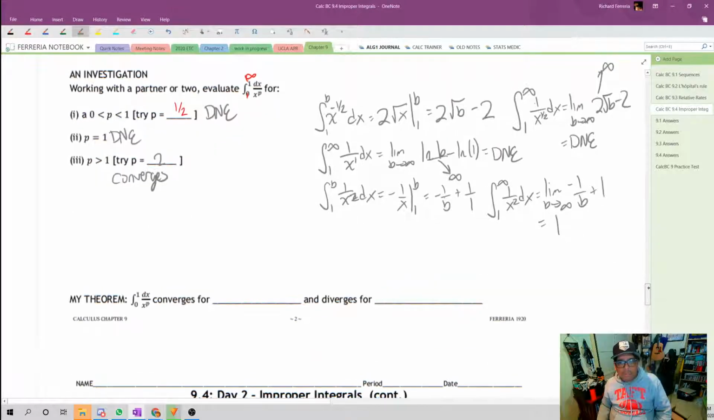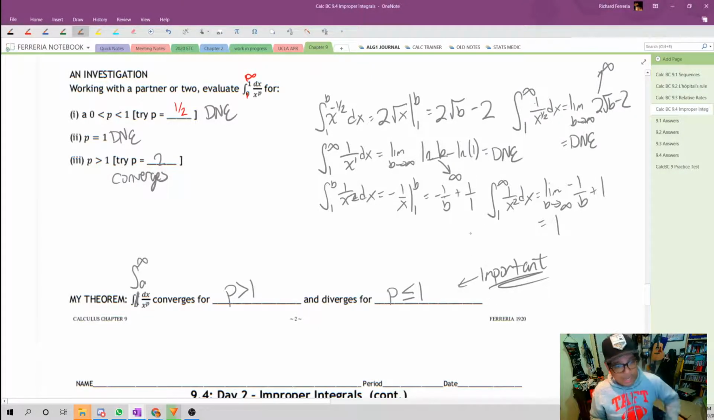So what does this lead us to believe? Well, this says that if we integrate from a constant to infinity of dx over x to the p, it's going to converge if p is greater than 1. And it's going to diverge if p is less than or equal to 1. And this is really important for us to remember. I'm going to reference this again in the future a lot. So please try to think about this.